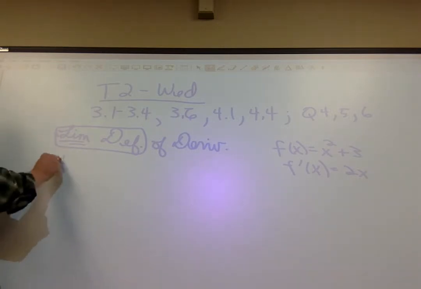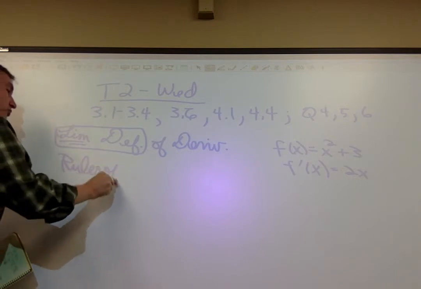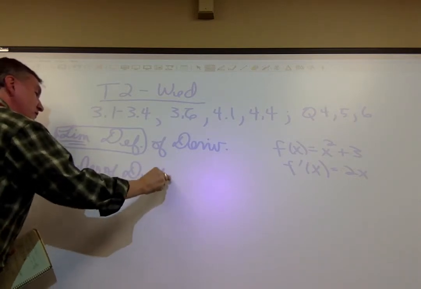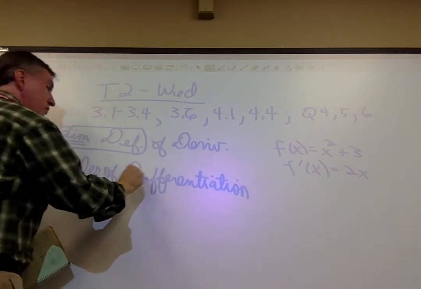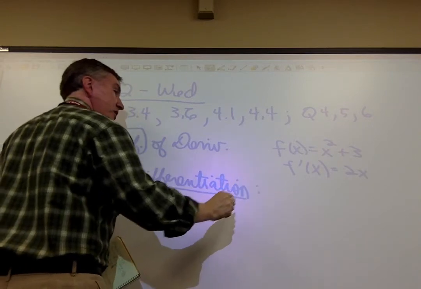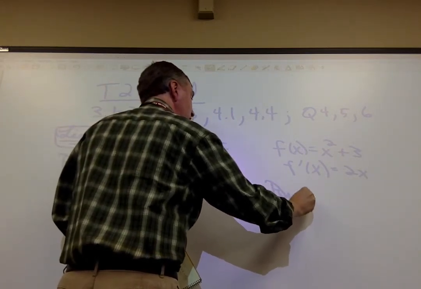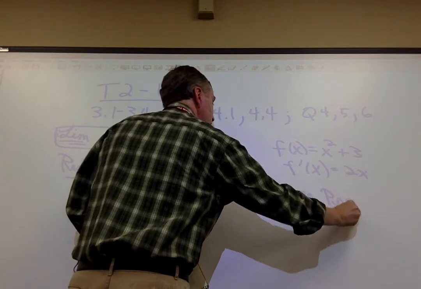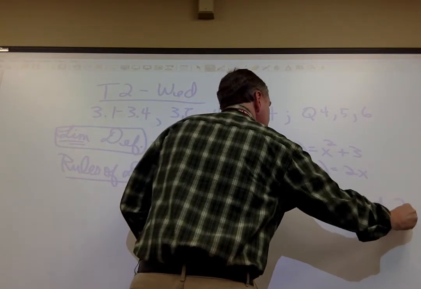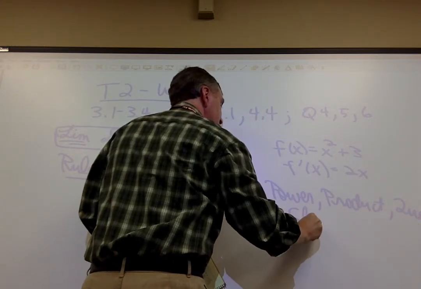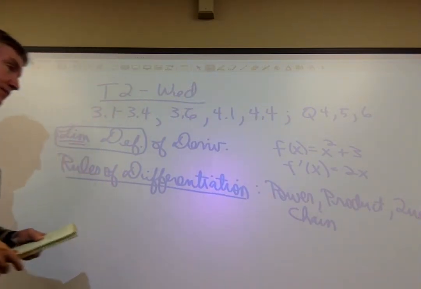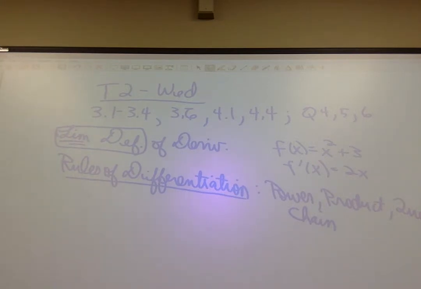The second thing you need to know are those rules we were talking about. The rules of differentiation. What did we say the rules were, Kevin? We said the power rule, product rule, what else? Quotient rule, chain rule. And I'll list implicit later as a separate topic.